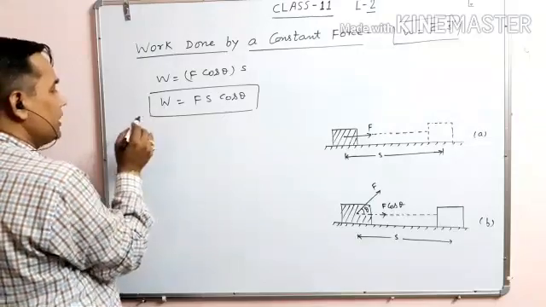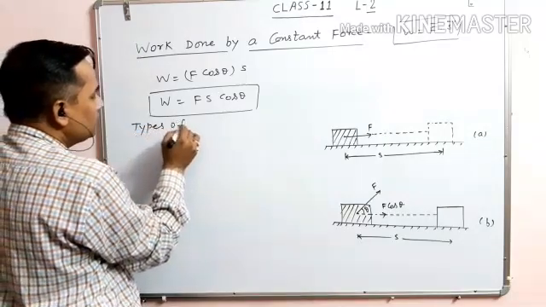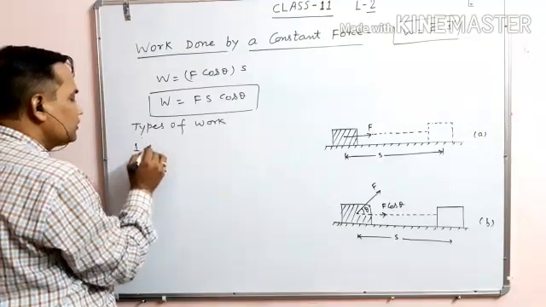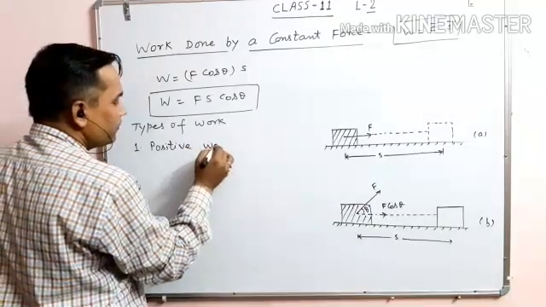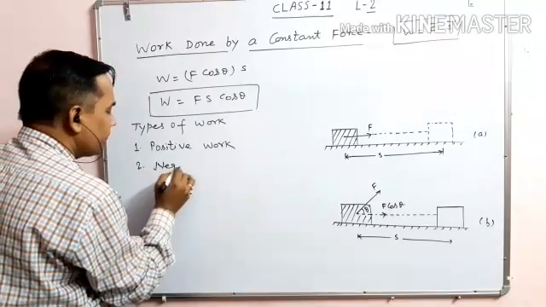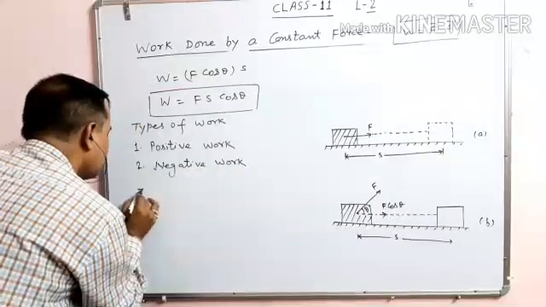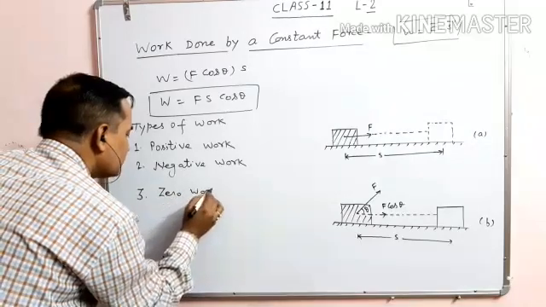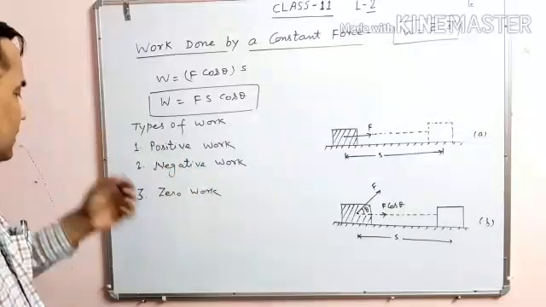Work is basically of three types. First, positive work. Second, negative work. Third, zero work. Three types of work: positive work, negative work and zero work.